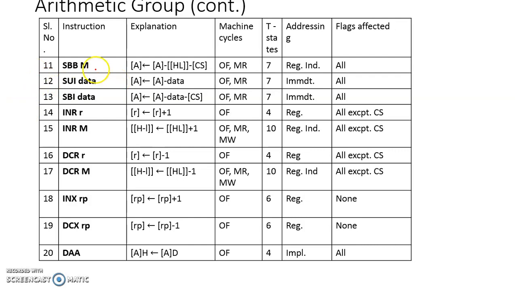Next one, SBB M. This asks the processor to subtract the content of the memory location pointed by HL pair, along with the former carry being generated, from the content of the accumulator and place the result in the accumulator. This is also a 1 byte instruction. However, upon performing opcode fetch and decoding, the processor will identify that one of the operands is the content of the accumulator, the other one the content of the carry status flag. Both are readily available within the processor. However, the third operand happens to be the content of an external memory location pointed by HL pair.